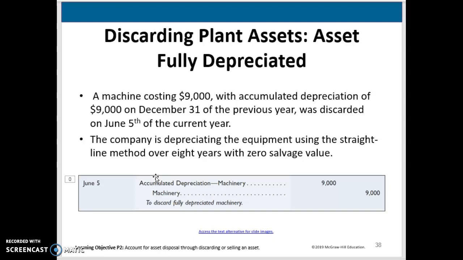So we have to remove the asset from the books. Since the asset has a debit balance, we're going to credit the asset. This case is machinery for $9,000. And we have to remove that accumulated depreciation account too.